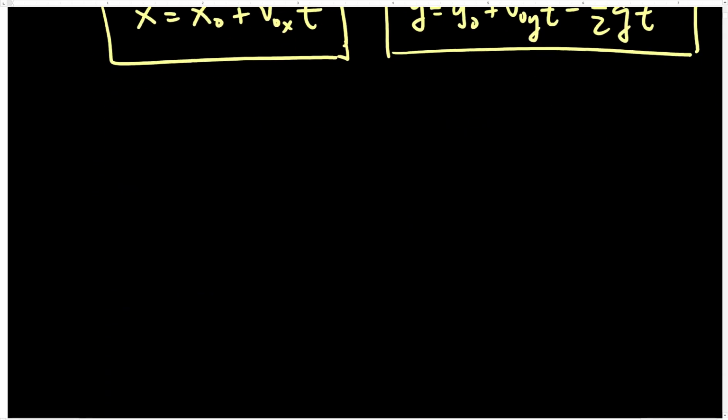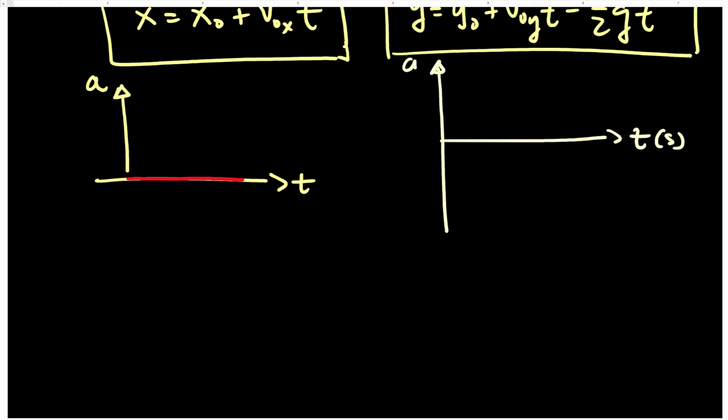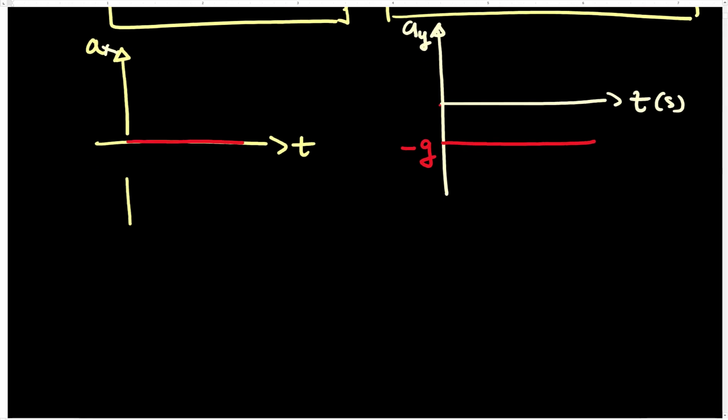So if we draw the graphs, this is t, this is a, it's gonna be 0. This is t in seconds. This is ay, this is ax. It's gonna be right here, negative g. So if we draw the graph of t, vx, it's just gonna be constant.